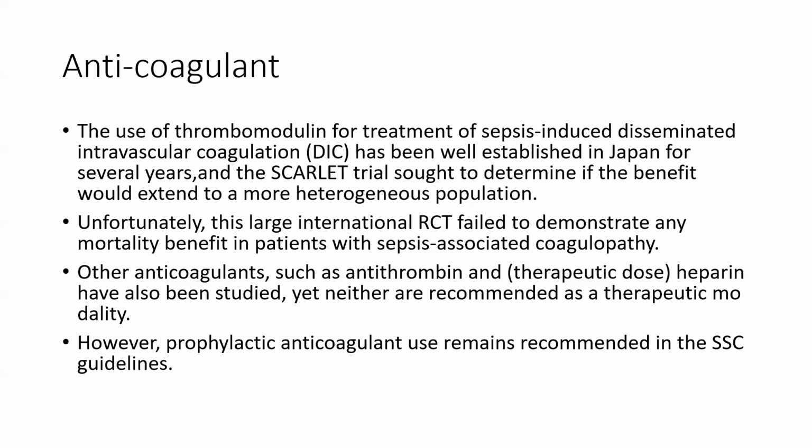About anticoagulation. The use of thrombomodulin for the treatment of sepsis-induced disseminated intravascular coagulation has been well established in Japan for several years, and the SCARLET trial sought to determine if the benefit would extend to a large heterogeneous population. Unfortunately, this large international RCT failed to demonstrate any mortality benefit in patients with sepsis-associated coagulopathy. Other anticoagulants such as antithrombin and heparin have also been studied, yet neither is recommended as a therapeutic modality. However, prophylactic anticoagulant use remains recommended in the septic shock guideline.